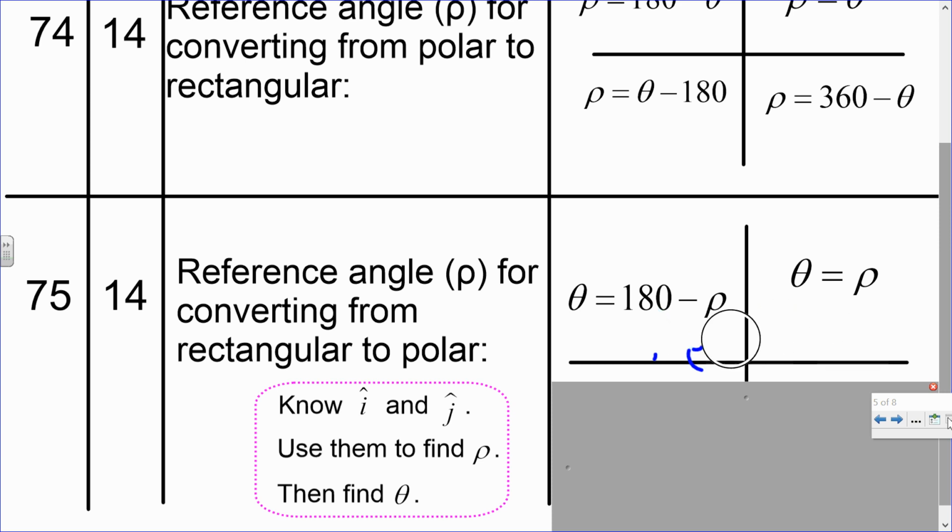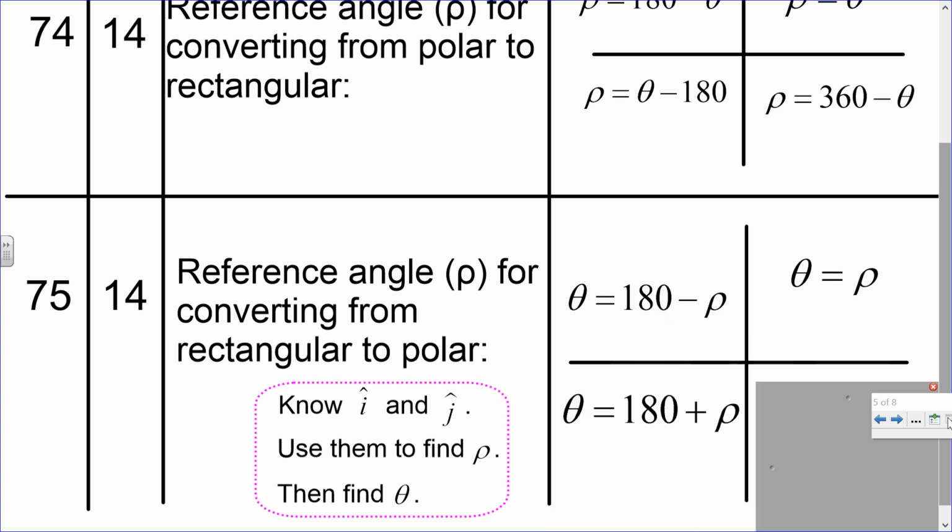If I hat and j hat put us down in the third quadrant somewhere. So then we figured out this rho. Before we write it in the final polar form, we need to take 180 plus that rho to get the actual angle we're talking about for polar coordinates.